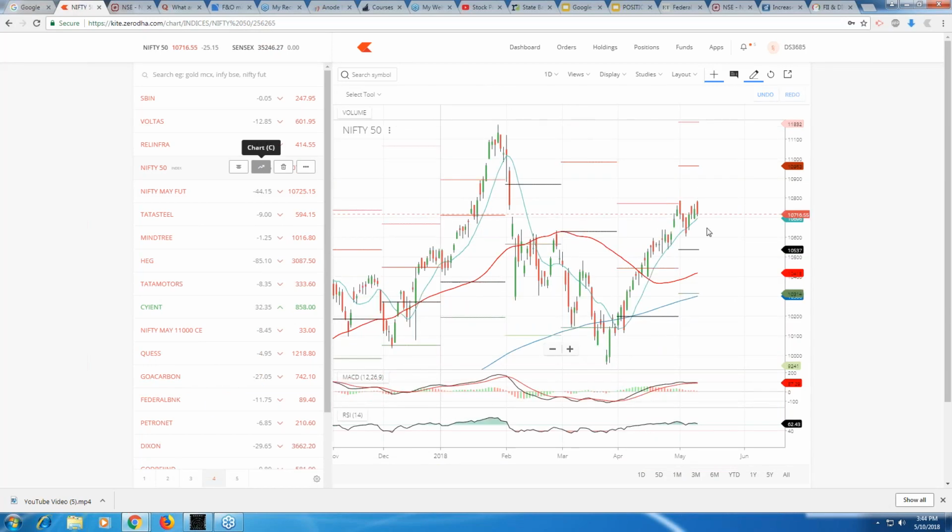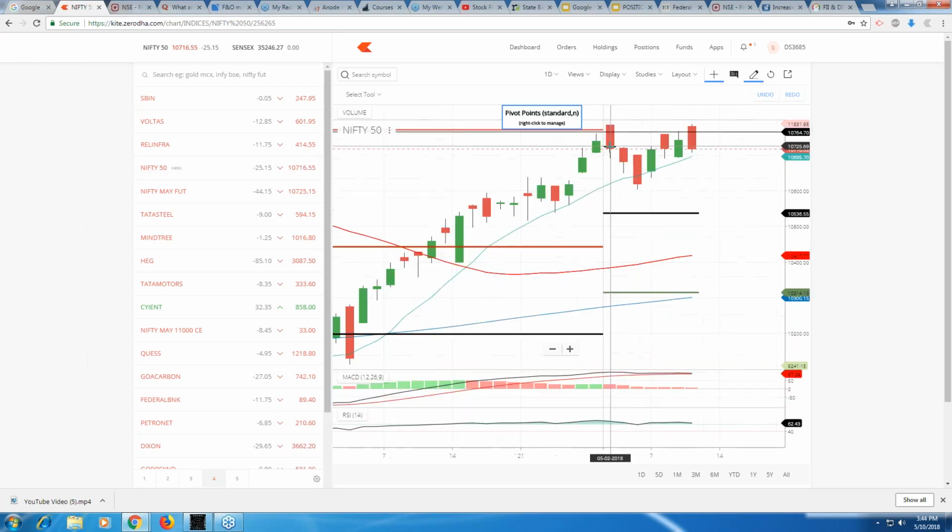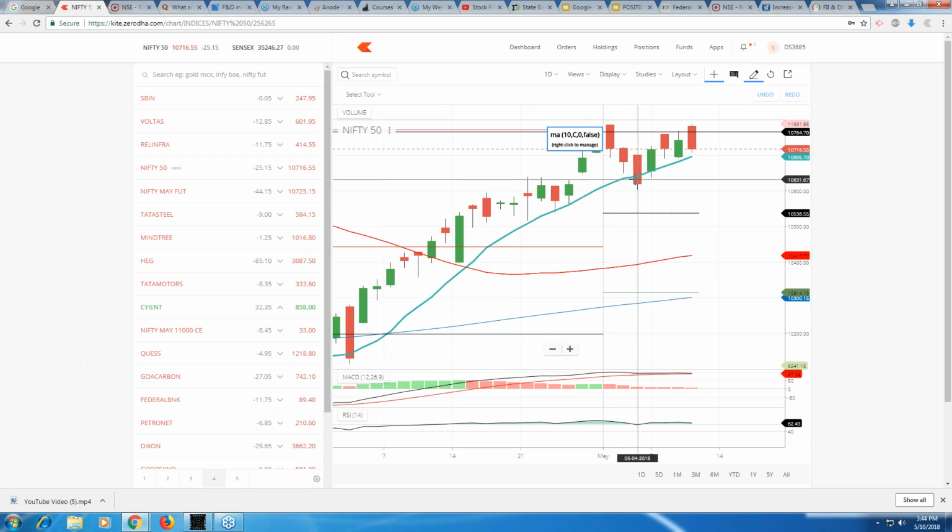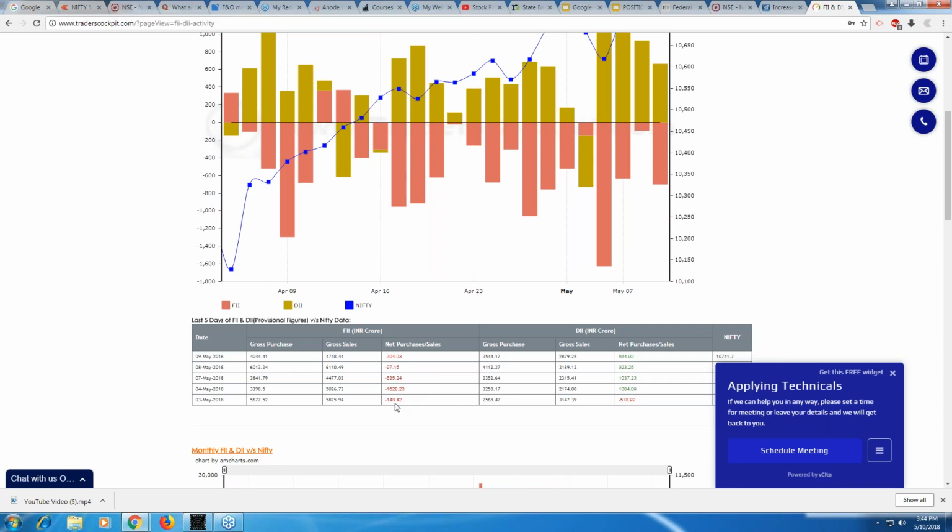This day is 2nd of May. This is 3rd of May. See, on 4th of May the market has come down, right? On 4th of May the market has come down. Both of them were negative. See here the data. FII sold, even DII sold, and the next day the market was down, right?